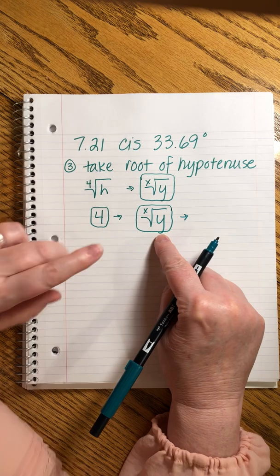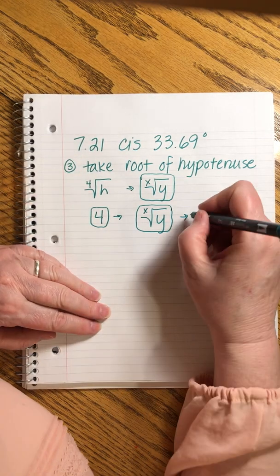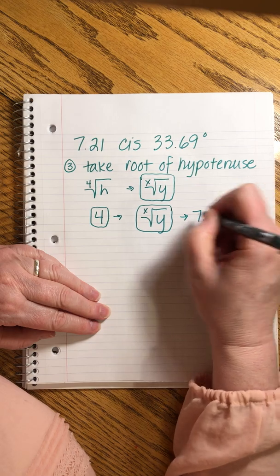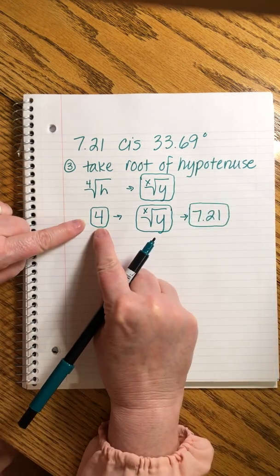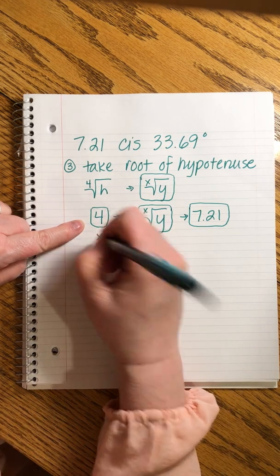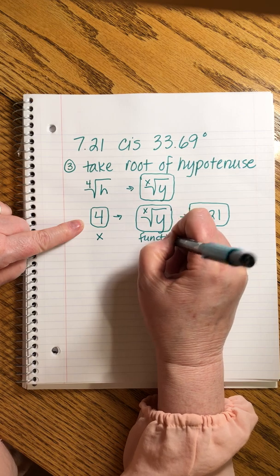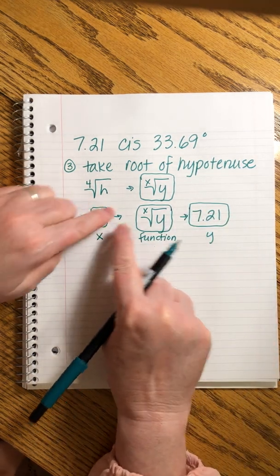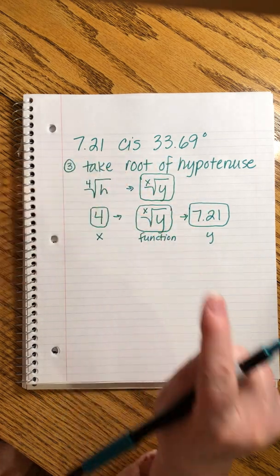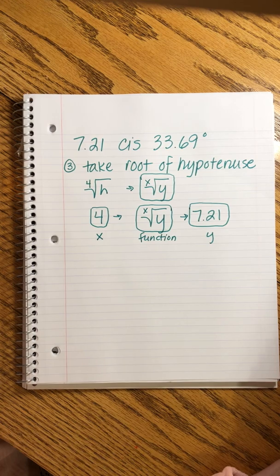Then we enter 7.21. The way our calculator understands that is it says, okay, the first one, that's the x value, and then this is the function we want to use, and then the one that comes after is y. So the calculator will plug this in for x and this in for y, which is exactly what we wanted, right? We wanted the 4th root of our hypotenuse, which is 7.21.